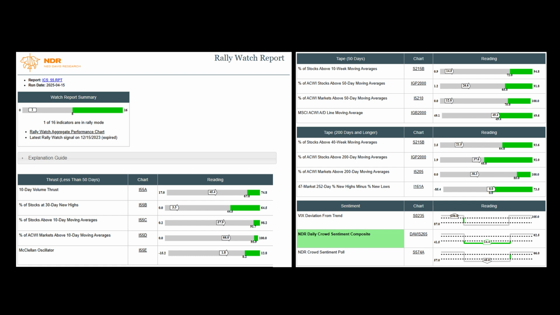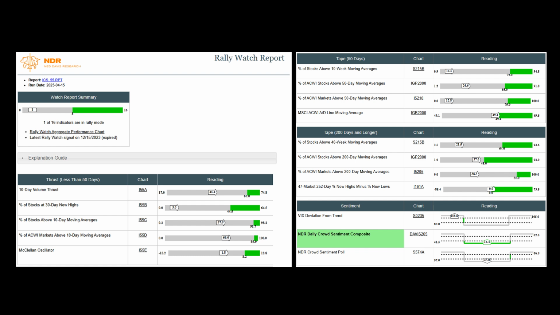This is a set of indicators developed by Tim Hayes, our global chief investment strategist, to really help measure the market's bullish potential. All of our watch reports are fully interactive. The individual data sets can be accessed via our website, ndr.com. This particular one, as you can see, has 16 inputs, which are a combination of short-term thrust indicators that we can use as a momentum gauge, intermediate and long-term tape indicators, along with sentiment at the bottom, which are all rolled up into an aggregate reading at the top.